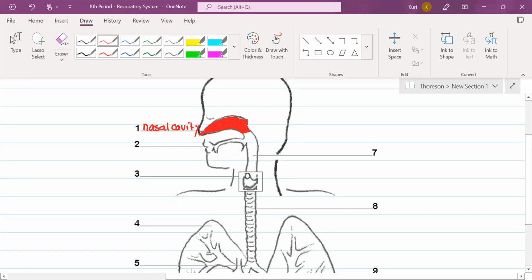And your nasal cavity is much greater in size and volume than your next cavity, which is what number 2 is pointing to. Kate, you know what number 2 is pointing to? Your mouth. Mouth or oral cavity. When you open your mouth, we can see inside. When your lips are closed, we can't see inside. But can you close your nostrils? No.